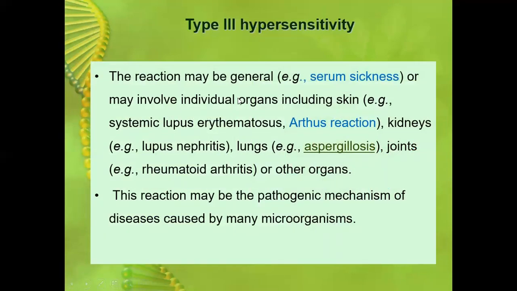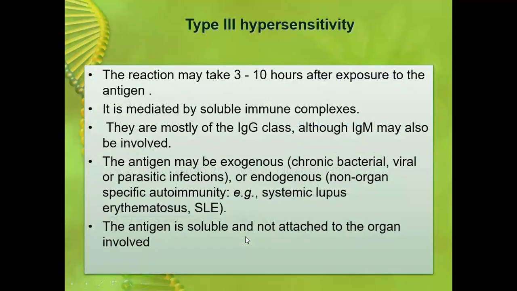And the examples for type 3 hypersensitivity reaction are serum sickness, which involves organs such as skin, and Arthus reaction. Arthus reaction, and then kidneys, involving lupus nephritis, and lungs, causing aspergillosis, and in joints it causes rheumatoid arthritis, or any other organs may be involved in type 3 hypersensitivity reaction. And this reaction may be the pathogenic mechanism of diseases caused by many microorganisms.